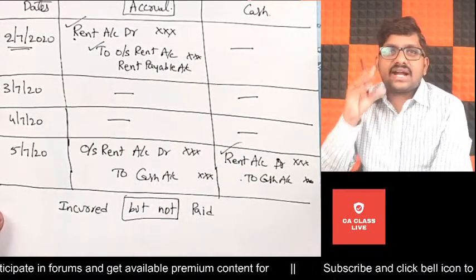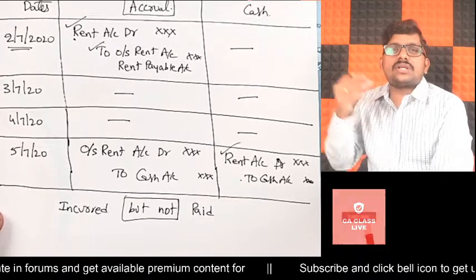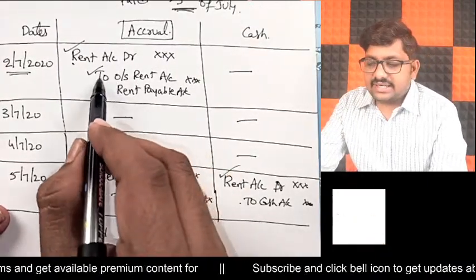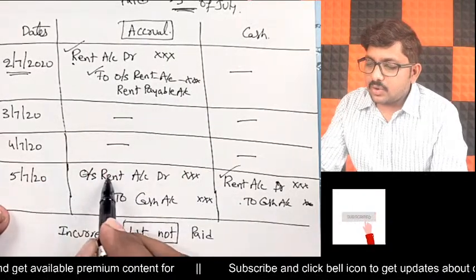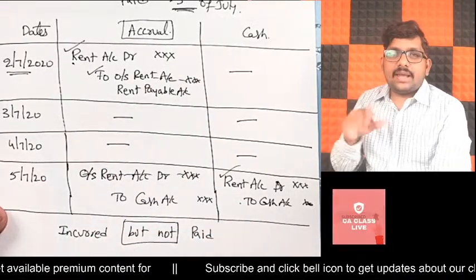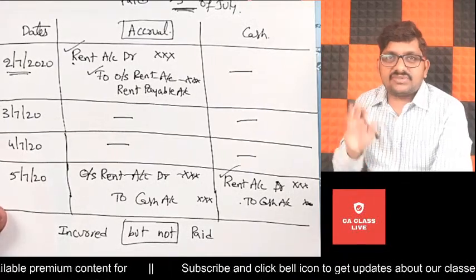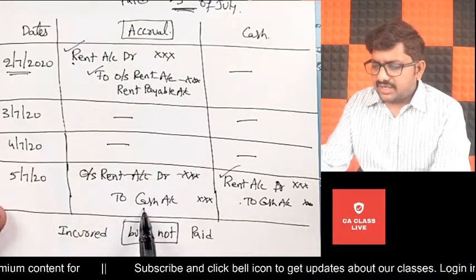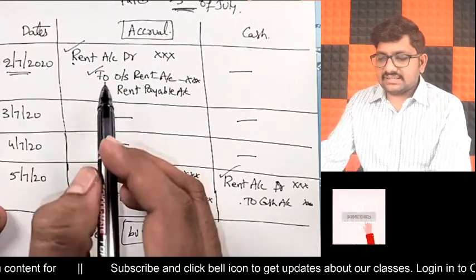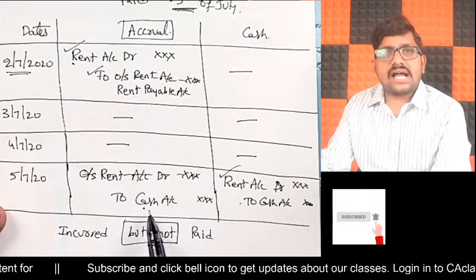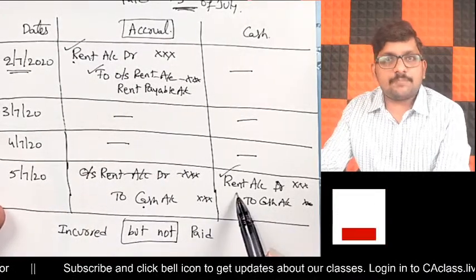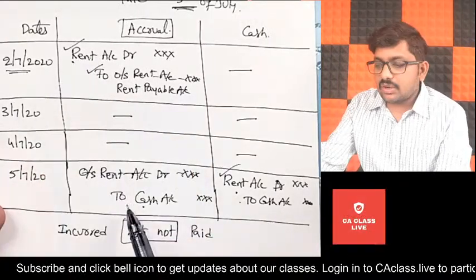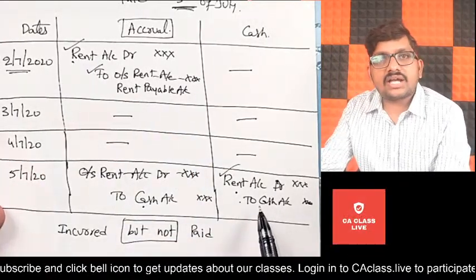Got it? Now let us see what is the end result of this accrual system and cash system. The end result is, outstanding rent is credited and outstanding rent has been debited. One debit and one credit, both are opposite, right? You can cancel them. If you cancel, what is left over? Rent account debit to cash. Now what is here in the cash system? There also rent account debit to cash. Here also what is left over finally? Rent account debit to cash is left over.